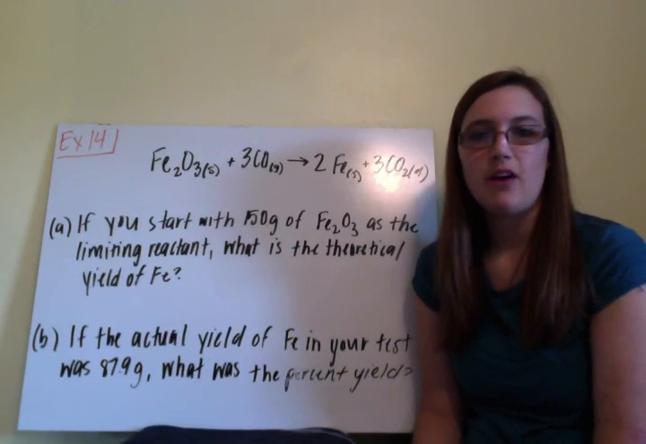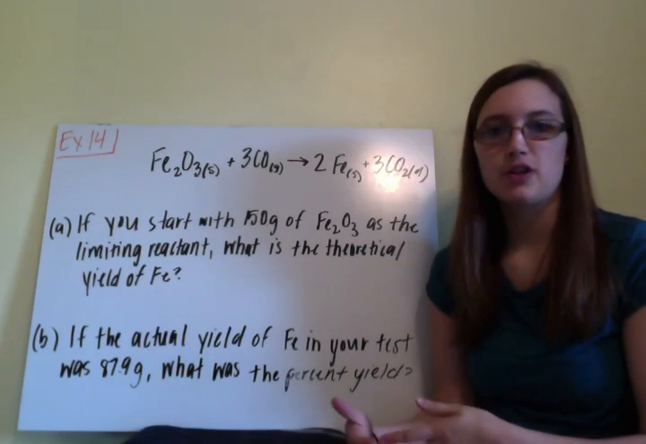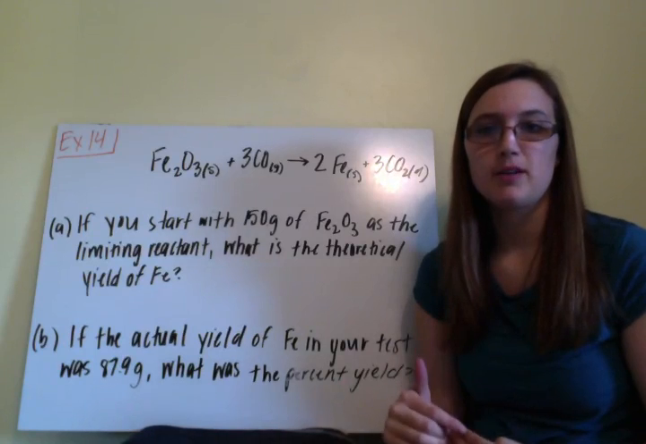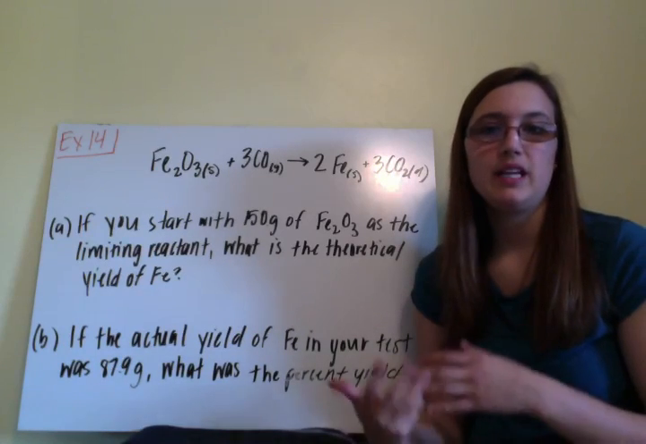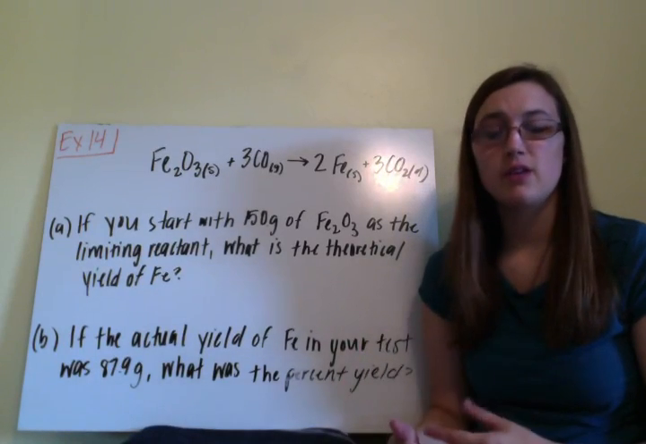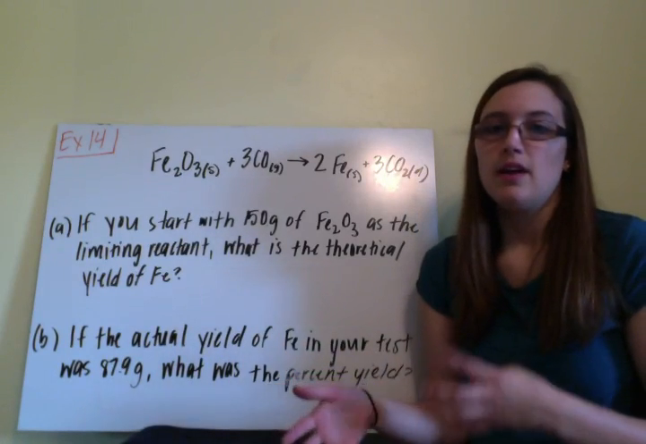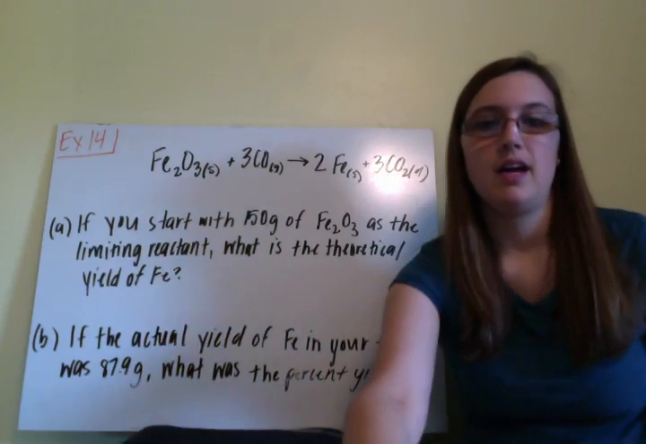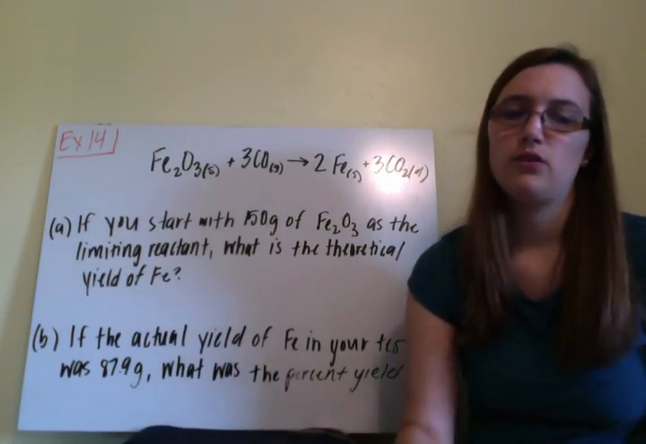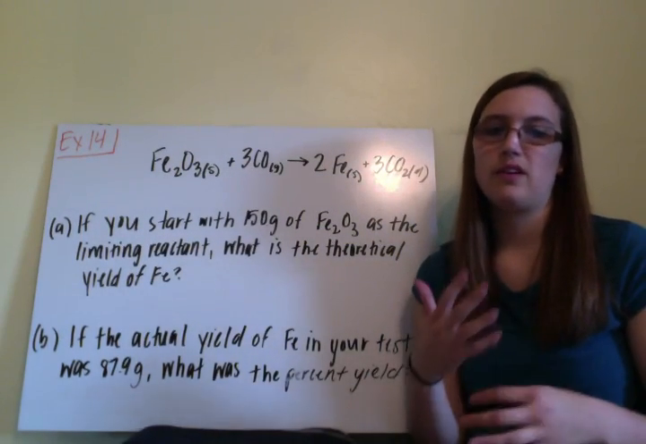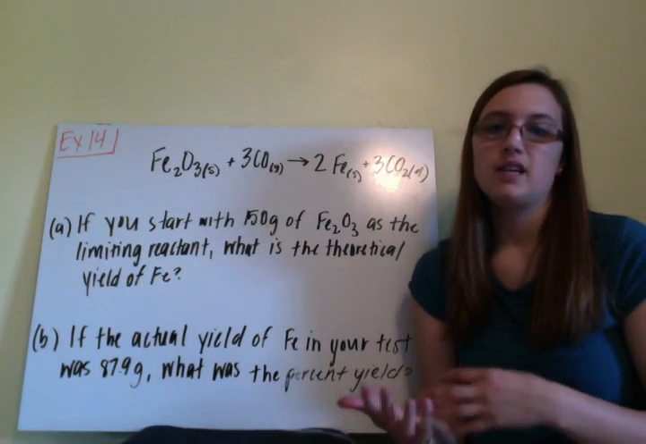What we're going to do in this video is talk about theoretical and actual yield and how to calculate percent yield. What we have to do in these types of problems when we calculate theoretical yield is use stoichiometry. So in this example, imagine that you are a scientist working to improve the process in which iron ore is converted into iron.